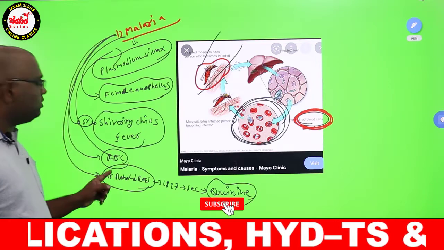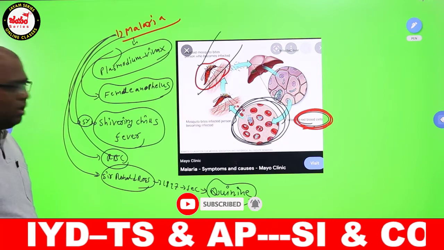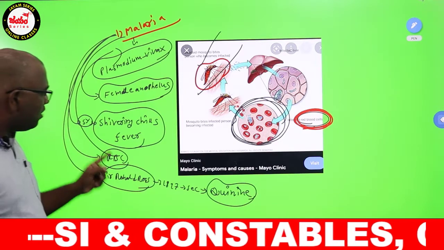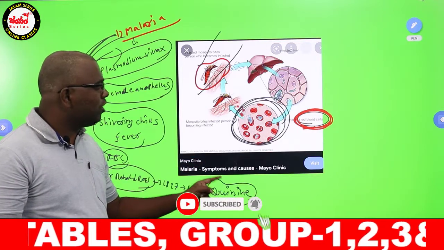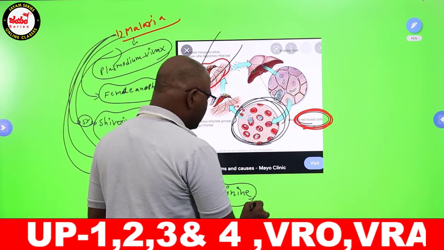The malaria vaccine was discovered by Sir Ronald Ross in the year 1897 in Secunderabad. The vaccine name is quinine. The quinine vaccine is taken from a plant.